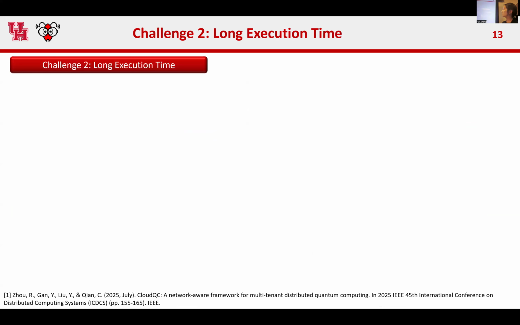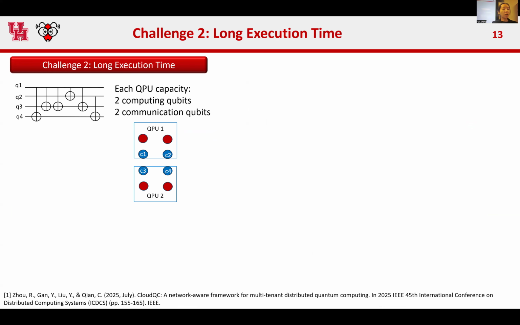And then here is challenge two we want to solve, which is the long execution time. So first, I will give you some background about the DQC process. Assume we have a 4-qubit circuit, but we only have QPUs with a capacity of 2 computing qubits and 2 communication qubits. So it means that we need at least 2 QPUs together to solve this task.